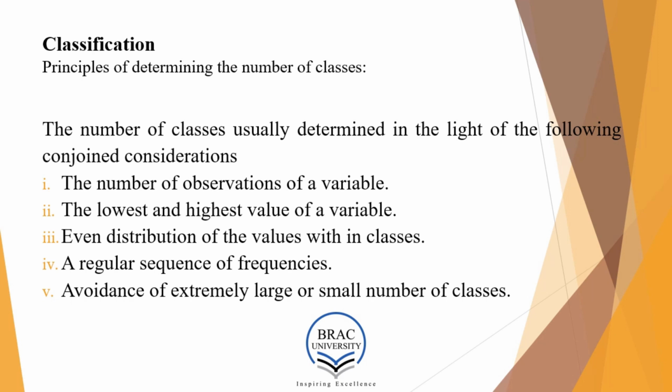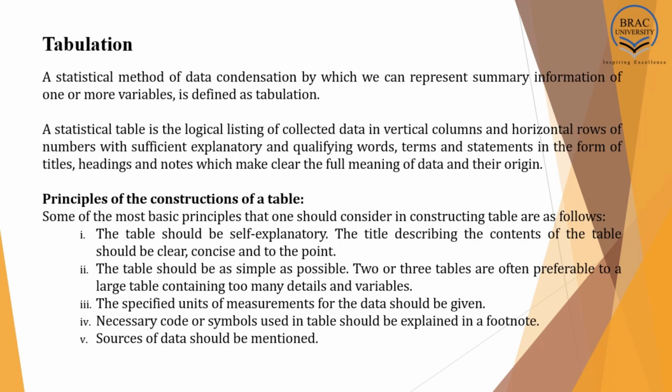Tabulation is another part. Once we make the classification, the next important thing is to present or condense the data with the help of tabulation. Tabulation is the logical listing of collected data in vertical columns and horizontal rows of numbers. And these will also include sufficiently explanatory and qualifying words, terms, etc.